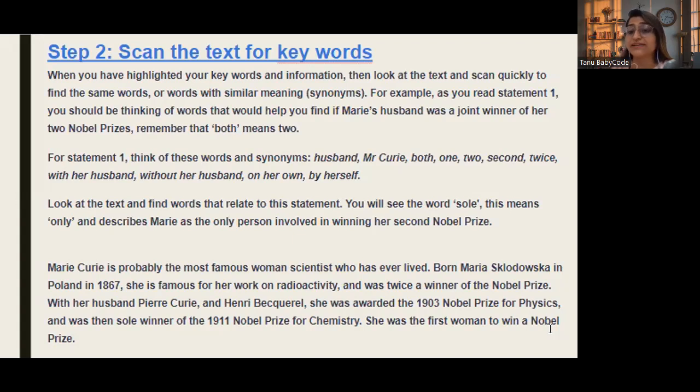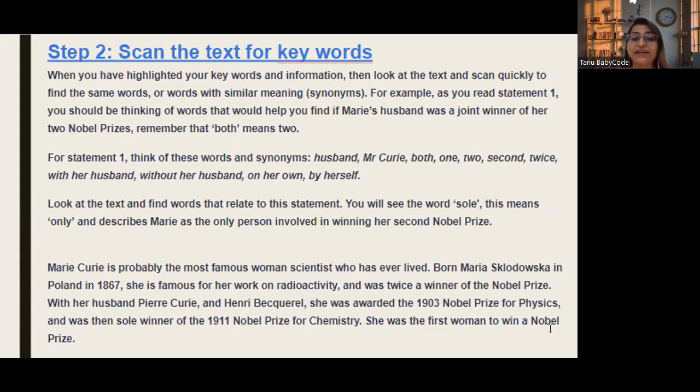For example, as you read statement number 1, you should start thinking of the words that help you find if Mary's husband was a joint winner of 2 Nobel Prizes. Remember that they're asking about both, right? Both means 2 Nobel Prizes were there, and was he a joint winner for both of his prizes or not? For statement 1, you can think of words and synonyms like husband, Mr. Curie, both, one, two, second, twice, with her husband, without her husband, on her own, by herself.